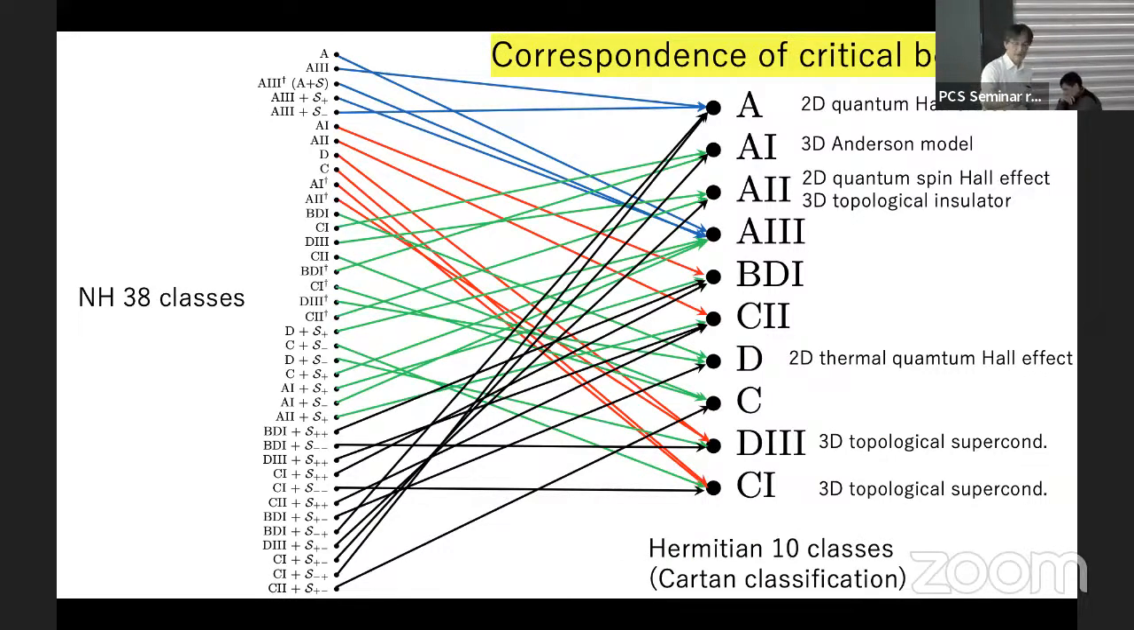identify the symmetry of the non-Hermitian Hamiltonian, and then you can predict which symmetry class the system belongs to.